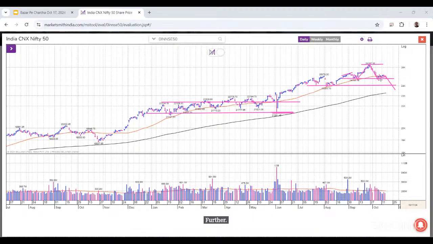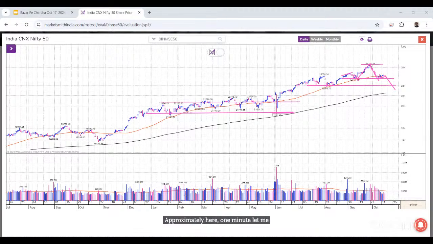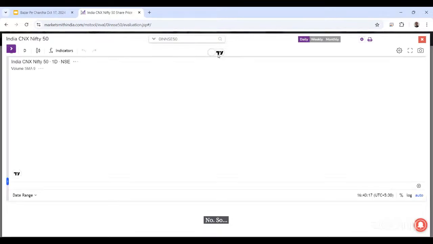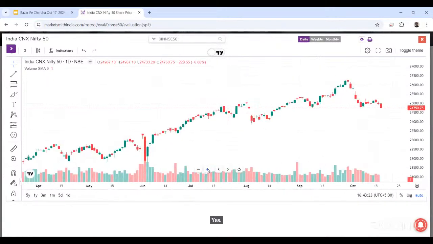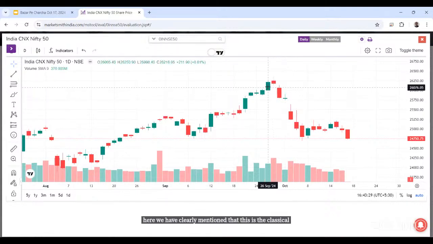Further, if you remember, in the last Bazaar Pe Charcha and in various articles of ours, we have already mentioned that last time there was an evening star pattern formation, approximately here. One minute, let me change this chart to another format. One second. Clear drawing, close, and now, yes. So if we see here, we have clearly mentioned that this is the classical pattern formation of an evening star.